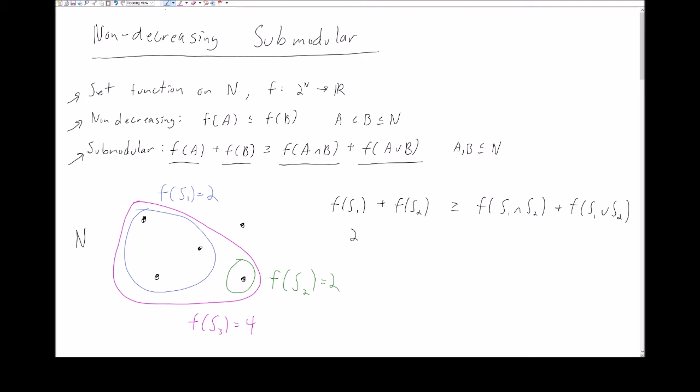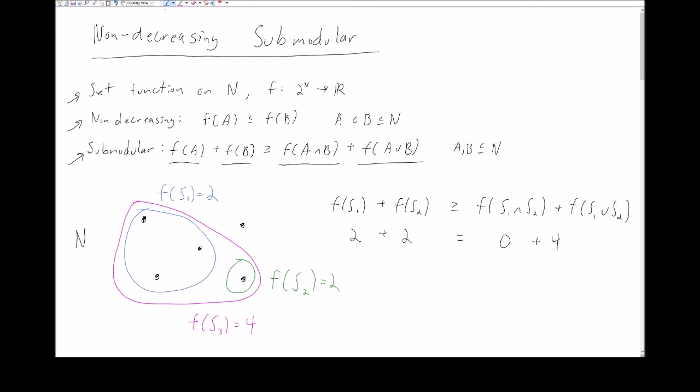F of S1 is equal to 2. F of S2 is also equal to 2. F of S1 intersect S2 is the empty set, and that has a value of 0. F of S1 union S2 is S3, so this value is 4. And we can see that this is met with equality.